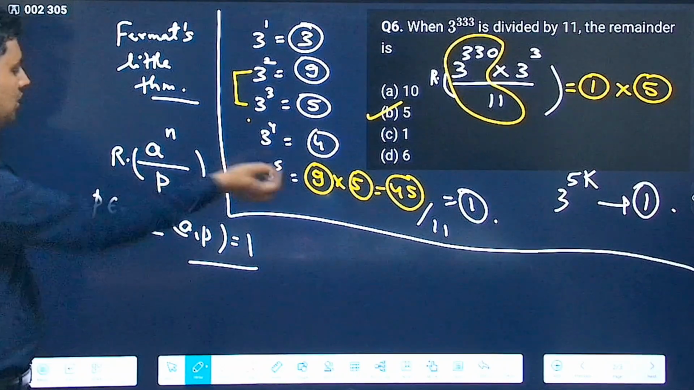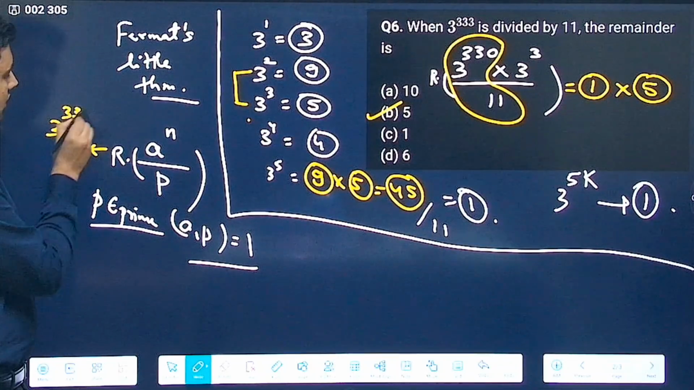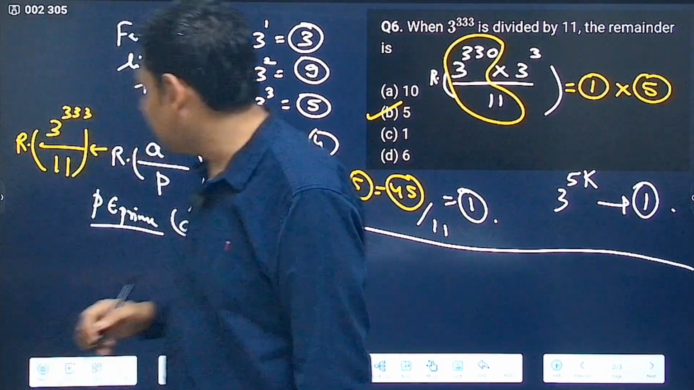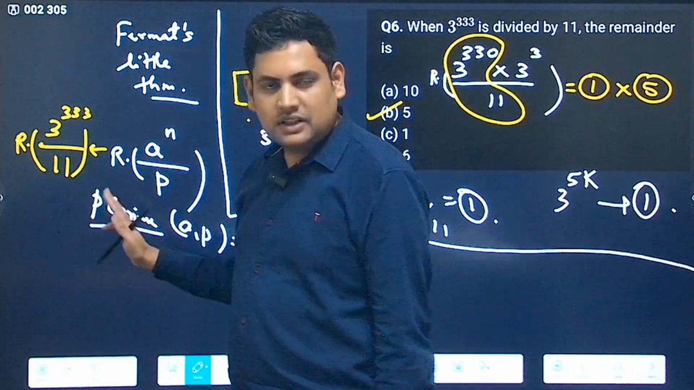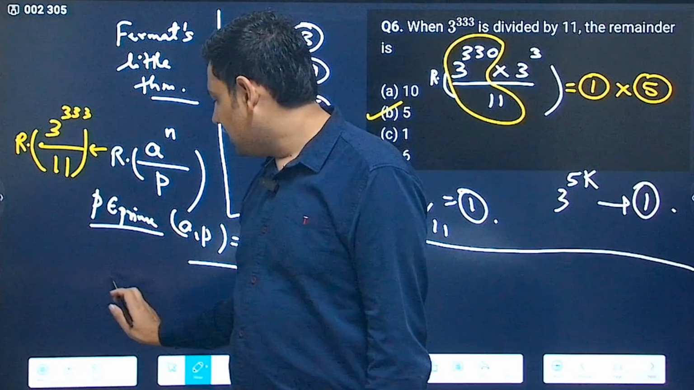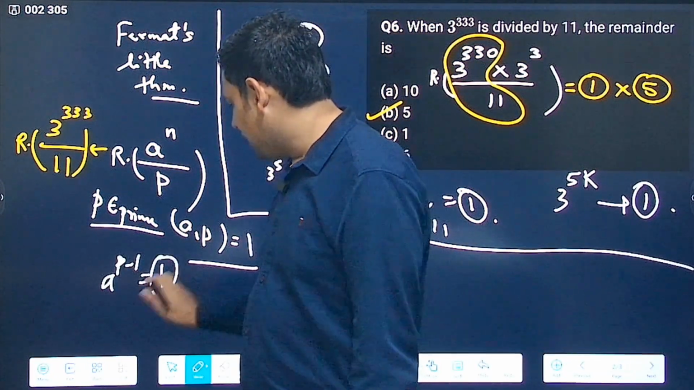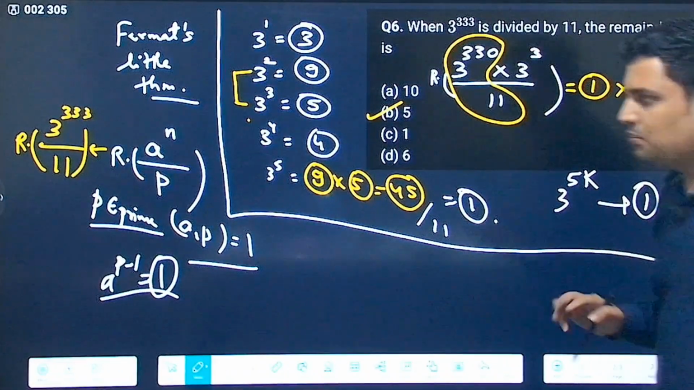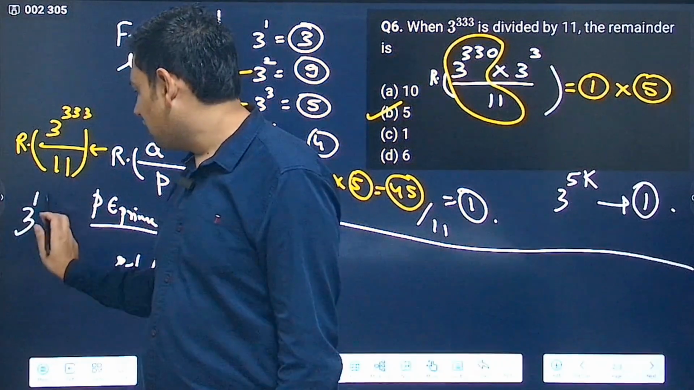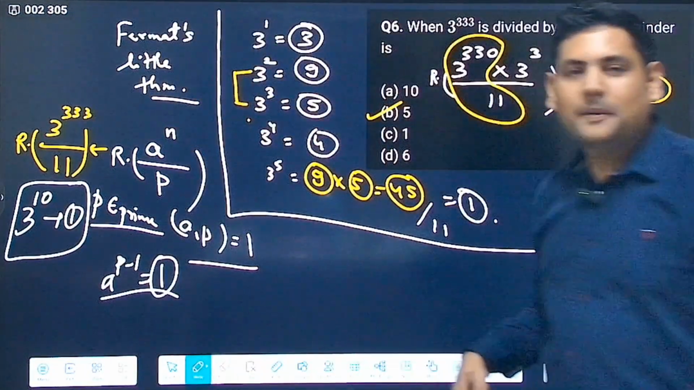So here essentially what is p? Now I am writing here, this is 3 power 333 by 11. I am trying to find out the remainder. It is not divisible, and 11 is a prime number. So the theorem says that a power p minus 1 will always give you remainder 1. Simple. So here 3 power 10 will give you remainder 1. This you can get to directly.